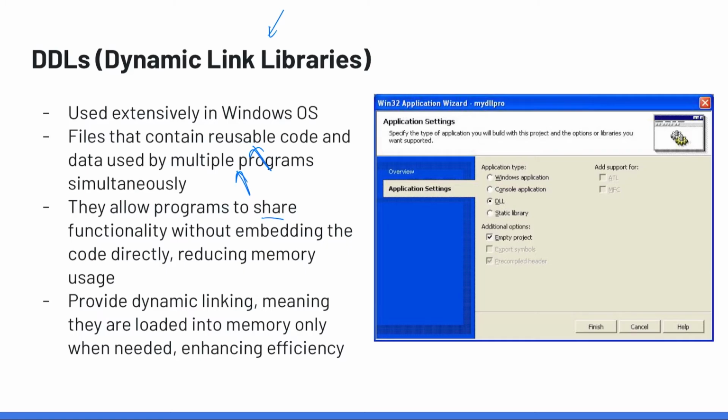So for example, the spell check functionality, the code that makes up that functionality, is separate from Microsoft Word, Excel, etc. But we can use that functionality from all those programs at the same time in an efficient way.